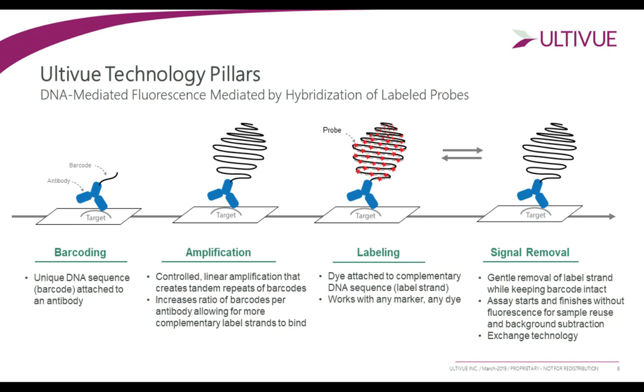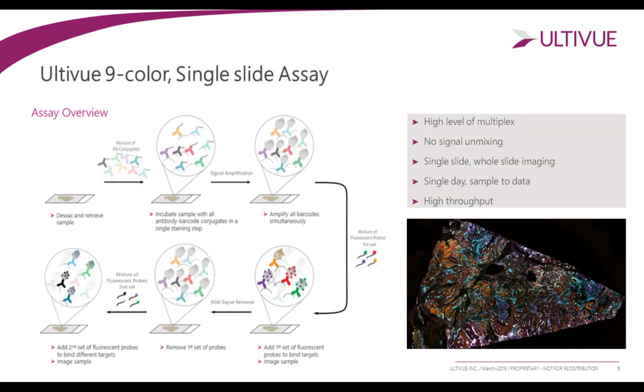One of the unique parts of our technology is that we can go ahead and remove that signal while leaving that amplified DNA barcode behind. And now, why is that important? This is important because this allows us to go well beyond 4-plex and go into areas of 8, 9-plex, and so on very easily without having the need to do any sort of spectral unmixing.